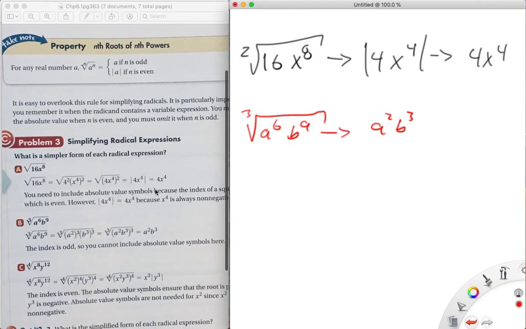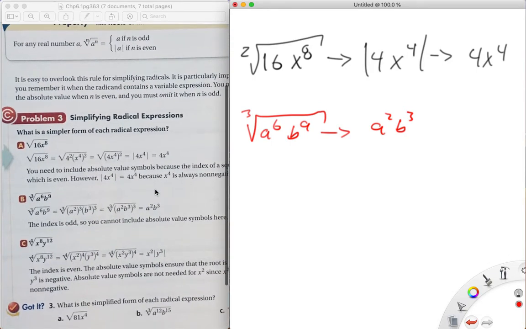I divide by the index. It just saves time then to go through this process. And I know why the book goes through the process, to force you to do the whole absolute value thing. I get that. However, I think it makes it a little bit more confusing.